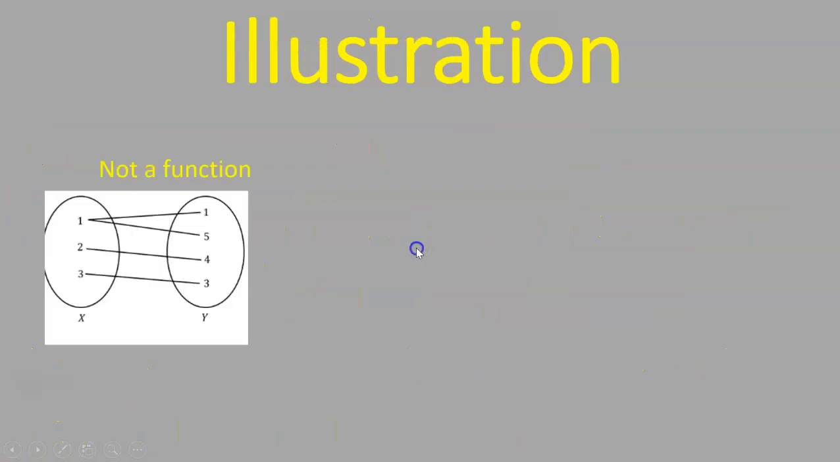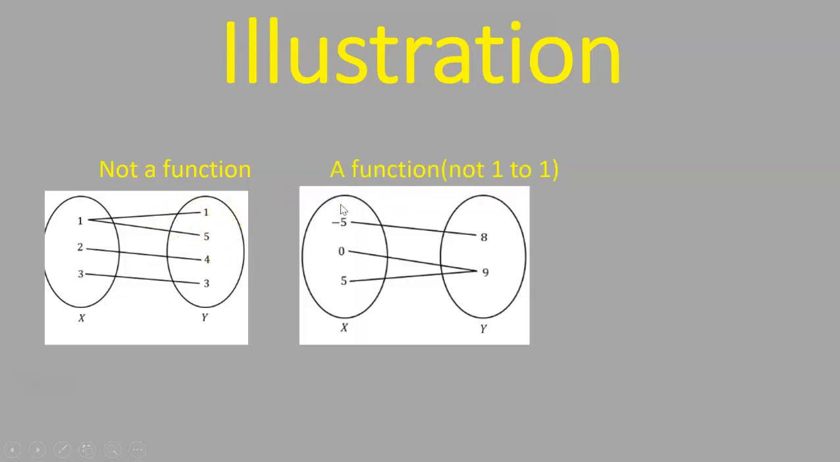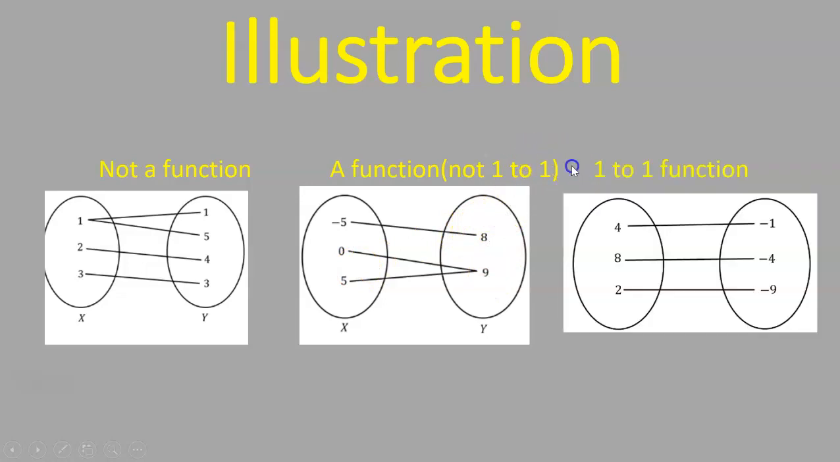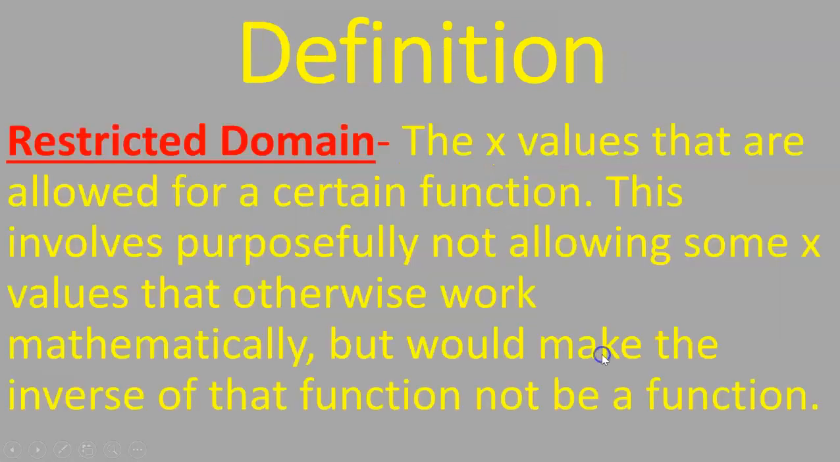So let's illustrate that. The following is not a function at all because you have one input that matches two different outputs. This is a function, but not one-to-one. If you notice on the left here, every input has one output. However, there's an output which shares two different inputs. Okay, so it's a function, but it's not one-to-one. This illustration is a one-to-one function because every number on both sides has exactly one partner. There's no shared partners on either side.